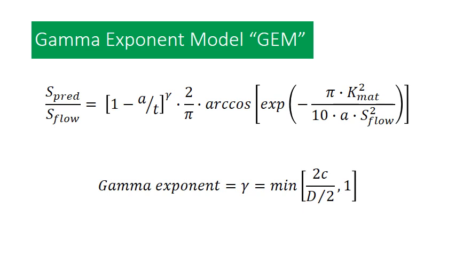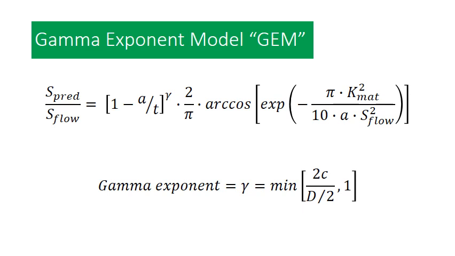Starting from the left, we have the remaining strength, and that's going to be the predicted failure strength over the flow strength. Then we have 1 minus A over T, which is the remaining ligament, all of that to the power of the gamma exponent. There's a 2 pi factor in there, arc cosine exponential. The K squared is our material toughness. We have a 10 factor to think about. A is our crack depth, and then the flow strength there squared as well.